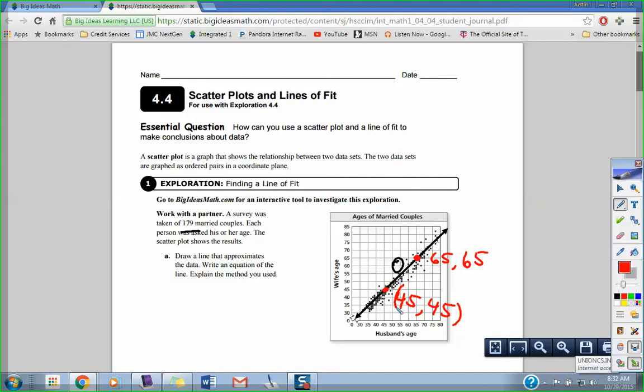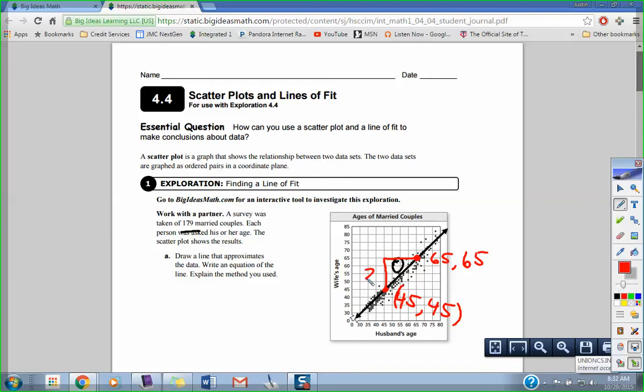All right, here's the deal on this, guys. If you want to write an equation for this, what do you have to always find first? Slope. Okay, find the slope. So based on the line that we've drawn, I'm going to find my rise and my run. Go from 45 up to 65 on the y's. What's the change in y? What's 65 minus 45 here, kiddos? 20. So my rise is 20.